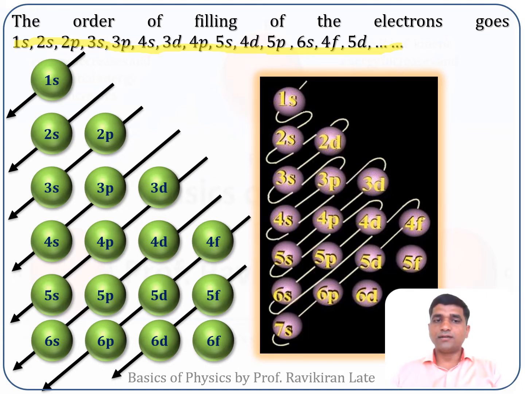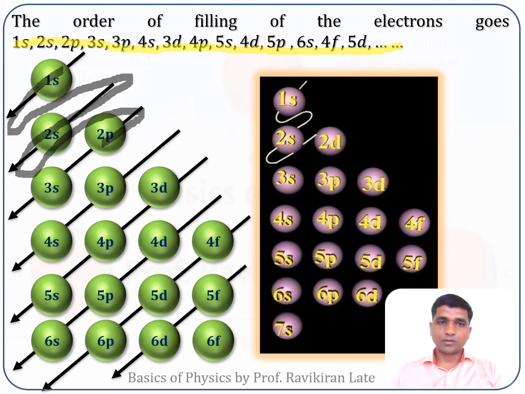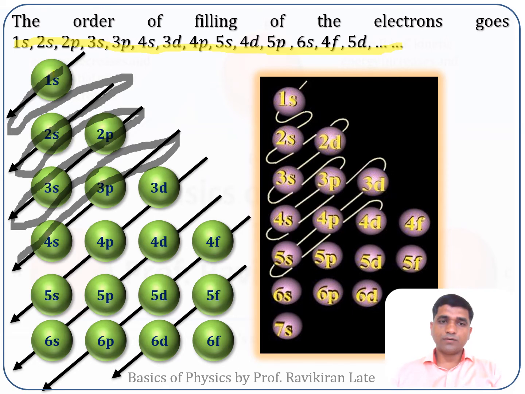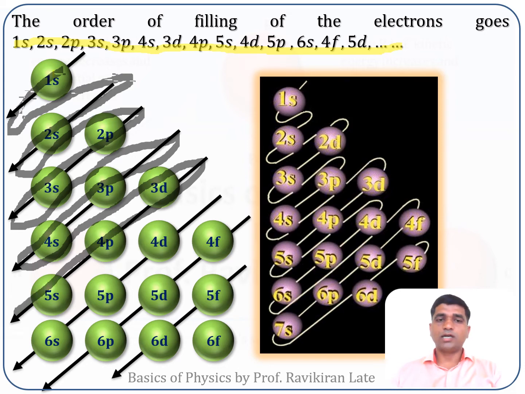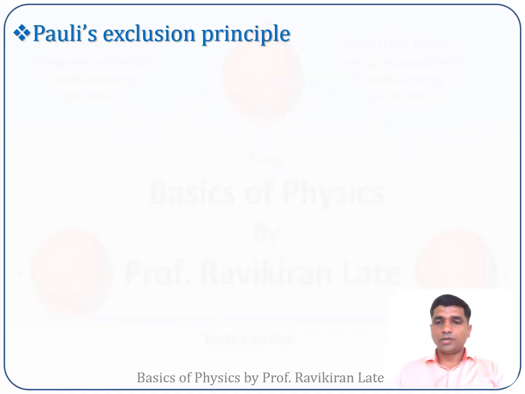Here you have to remember the order in which the orbitals will be filled. It will be like this. After 3s, it will be 3p in which the electron goes, after 3p it will be 4s, and after 4s it will be 3d. In this fashion the electrons go inside the orbitals. So this picture you have to remember; it is the order in which the electrons are filled in the orbitals of the atom. Now the next important rule is Pauli's exclusion principle.